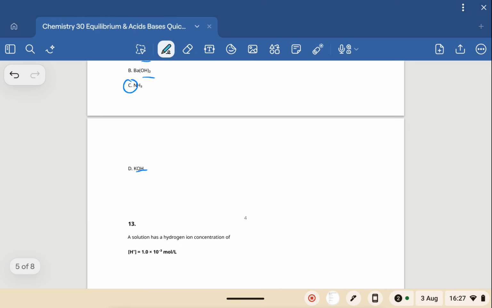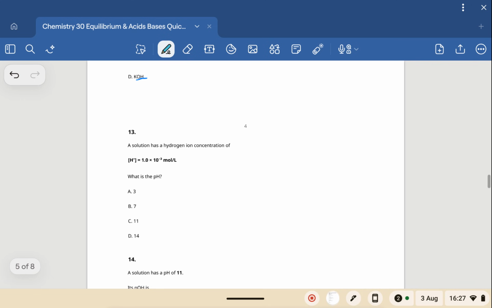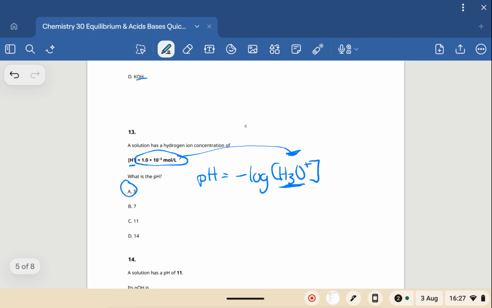Number 13, if your solution has a hydrogen ion concentration of the value that is given, what is the pH of the solution? So with question number 13, you could just take the negative log of this number, right? So the pH formula is negative log of the hydronium concentration, but really because hydronium and hydrogen are very similar, just because hydrogen is a very small ion, it will bind with water and make hydronium. We can kind of consider it to be the same thing. So put that in your calculator, just substitute that value in, and you'll see that your answer here is A. Your pH will be 3.